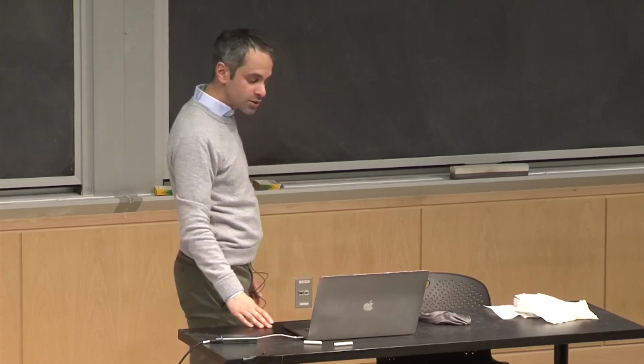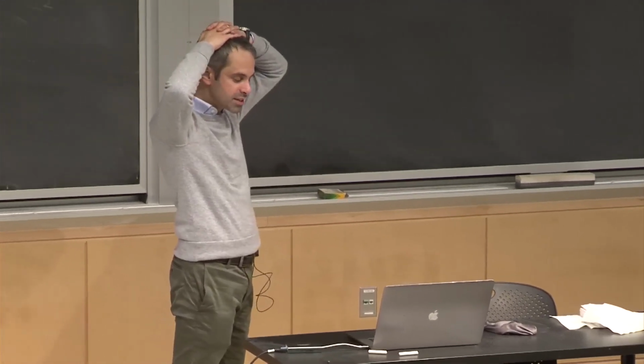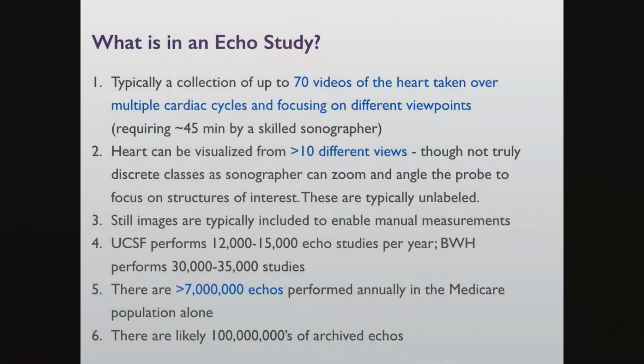Okay, so coming back to echoes. What is an echo study? Because this is probably not something that is typical. It's a compilation of videos. There are about 70 different videos typically in the studies that we do at the centers that we're at. They're taken over multiple cycles and multiple different views. Often it takes somebody pretty skilled to acquire those views, and it takes about 45 minutes to an hour to gather that data.